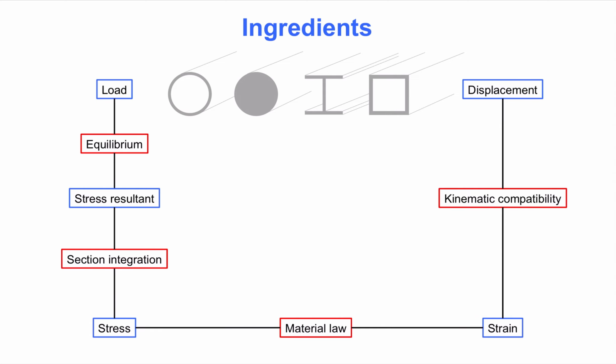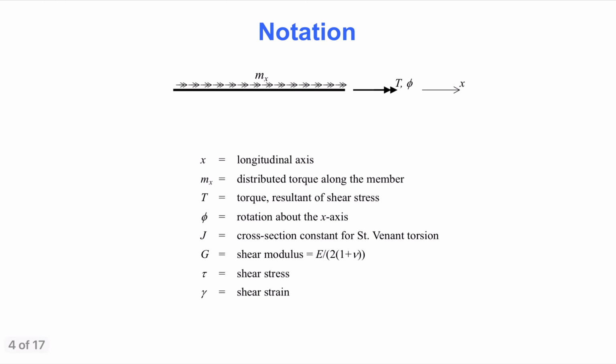The notation adopted in this video is shown here. X is the longitudinal axis of the member. Mx is the distributed torque along the member. The Greek symbol phi is the rotation about the x-axis. J is the cross-section constant for St. Venant torsion. G is the shear modulus, which is the Young's modulus divided by 2 times 1 plus the Poisson ratio. Tau is the shear stress and gamma is the shear strain.